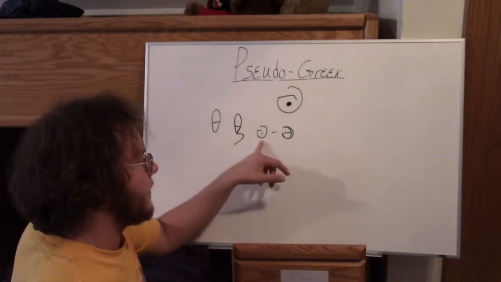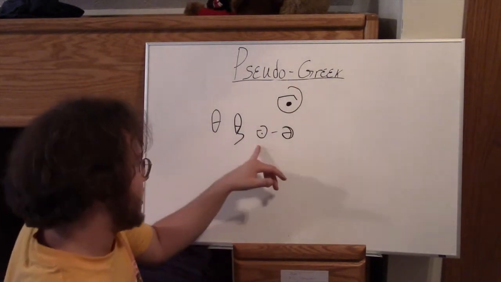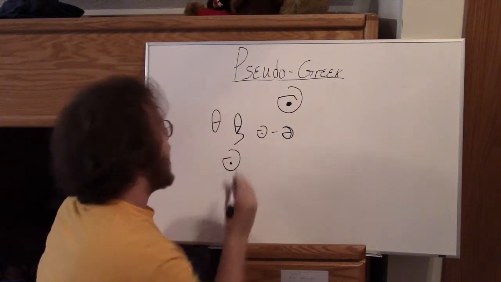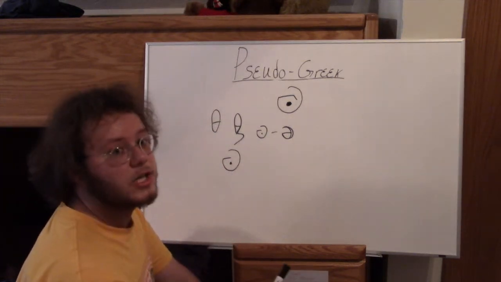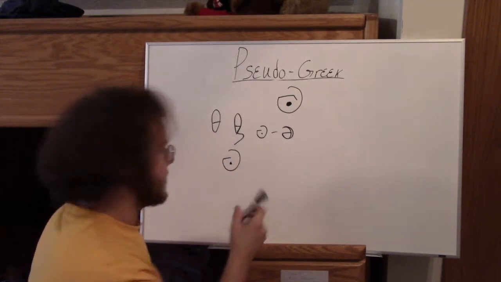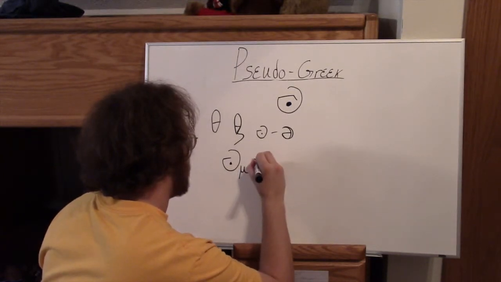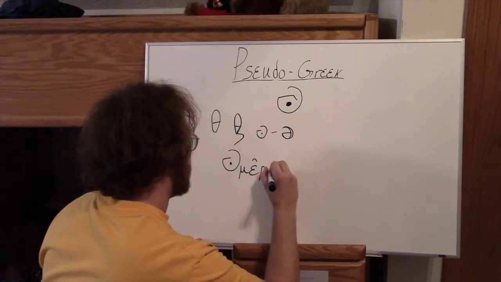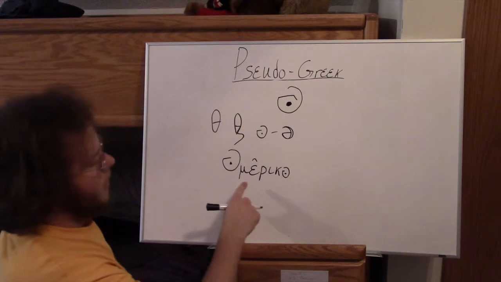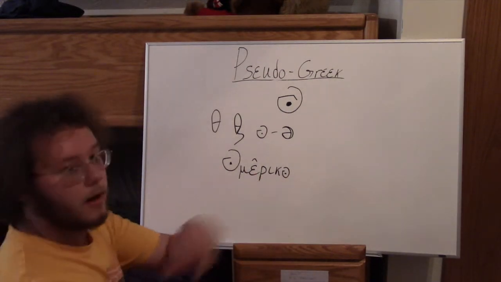So, if you want to say America in this phonetic Pseudo-Greek language, I can actually do that right now. And the thing about this letter is it doesn't change shape. This is the uppercase and the lowercase. So then we have that's America in Pseudo-Greek. America.